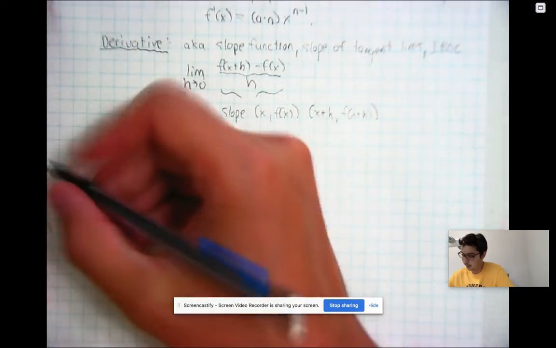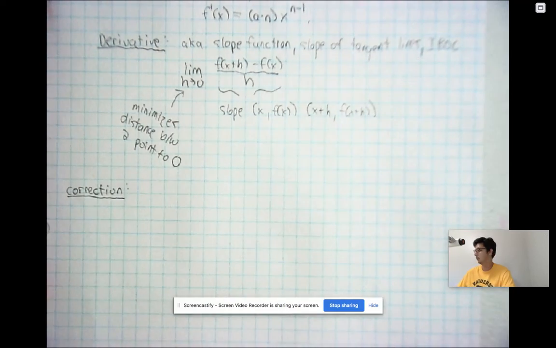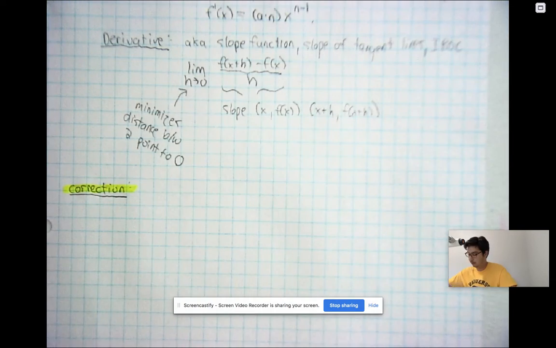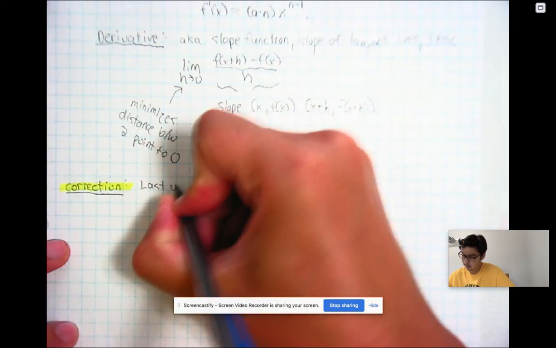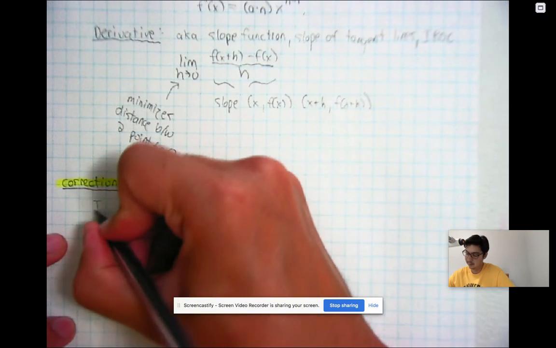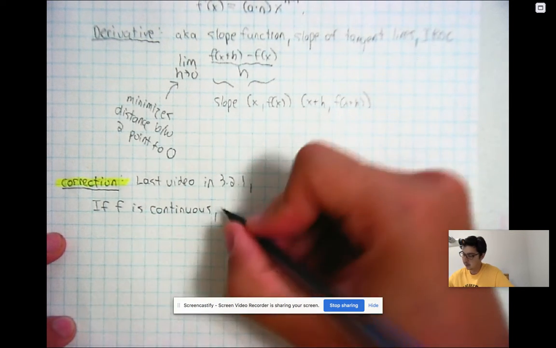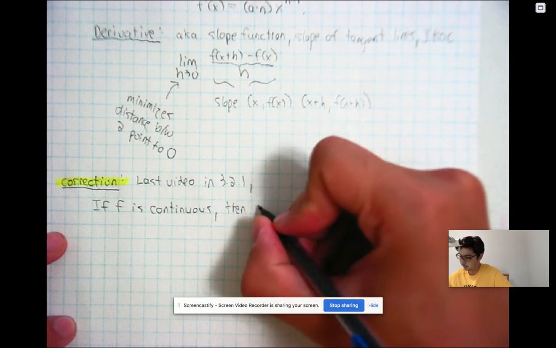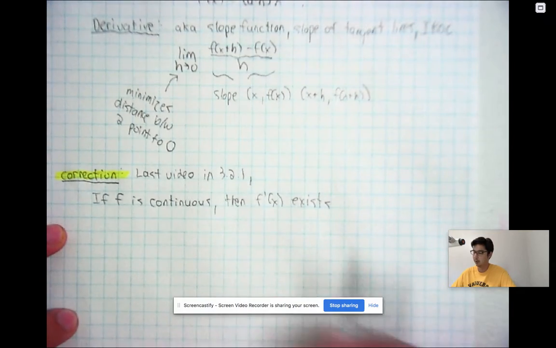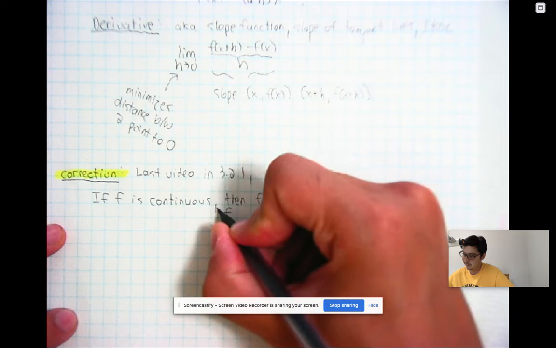Now, that's what we talked about last video, but let's talk about a correction I need to make. Okay. Last video, in 3.2.1, I said the following: if f is continuous, then f prime of x exists. Now I'm going to introduce some words for you. In other words, the derivative exists, but the better way to say it is we say that f is differentiable.